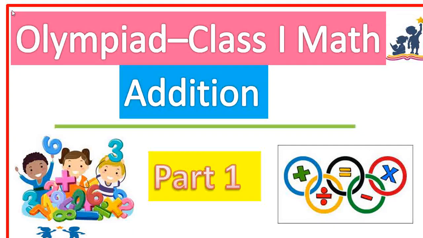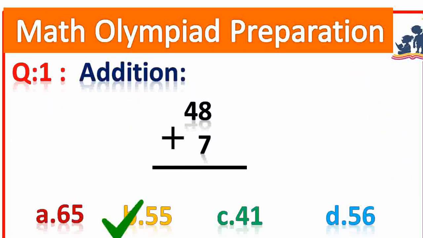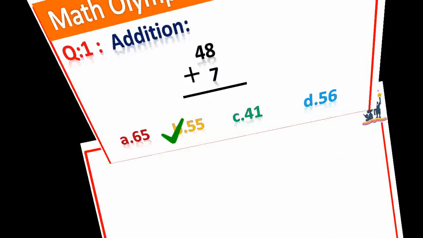Today I am here with my new video on mathematics for Olympiad 2022. So let's start. Question number 1. Addition. 48 plus 7 is equal to how much? 55. Right.